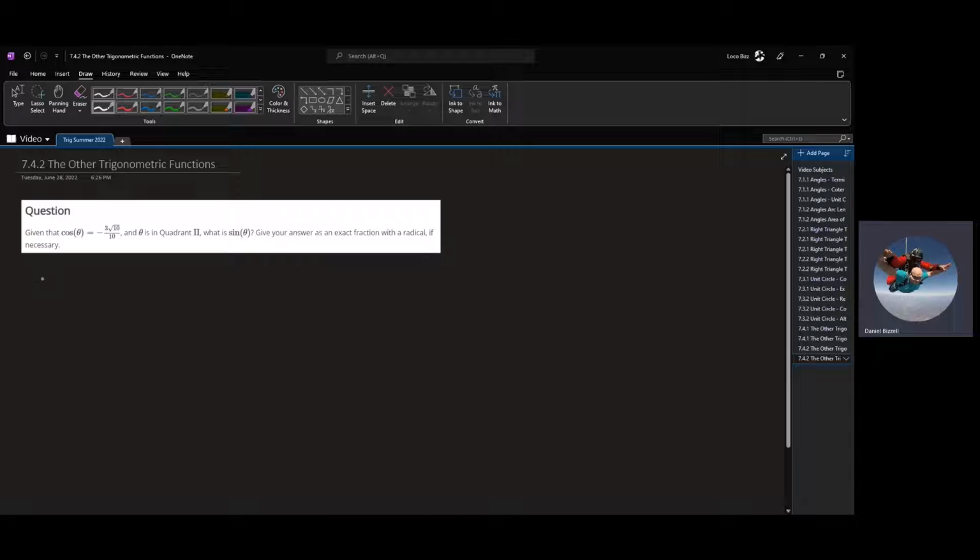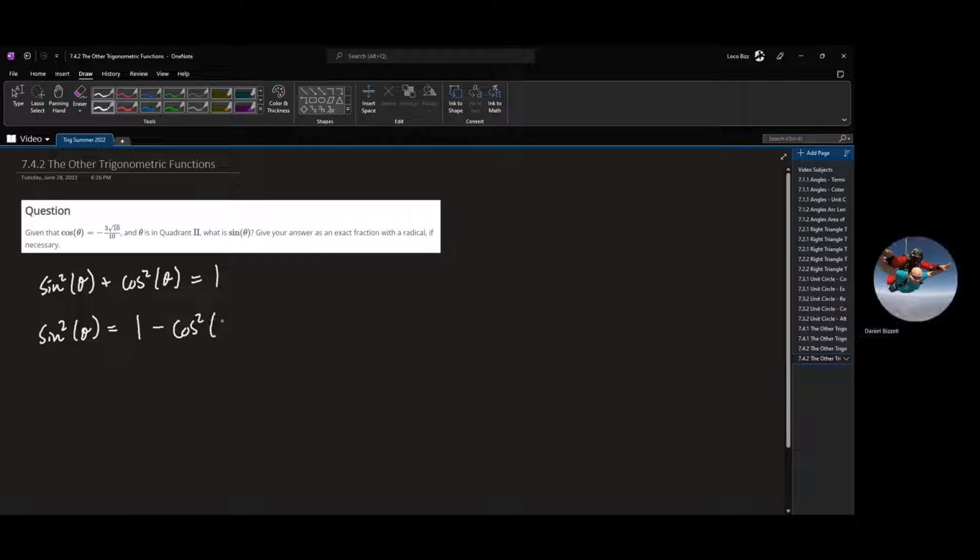So the Pythagorean theorem is sine squared theta plus cosine squared theta is equal to 1. But we're trying to find sine of theta, so we can manipulate this formula to get sine squared on one side by itself. So if we subtract cosine squared from both sides, we get sine squared of theta is equal to 1 minus cosine squared of theta.